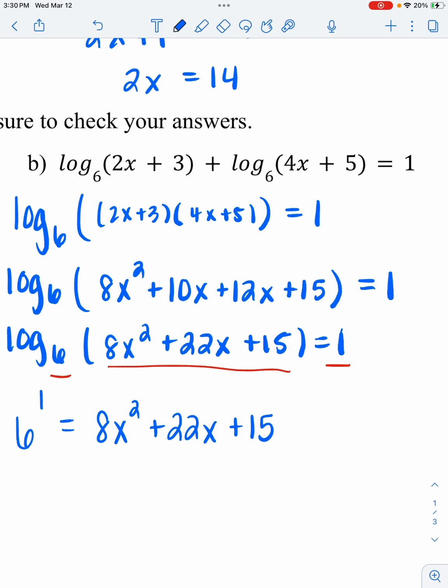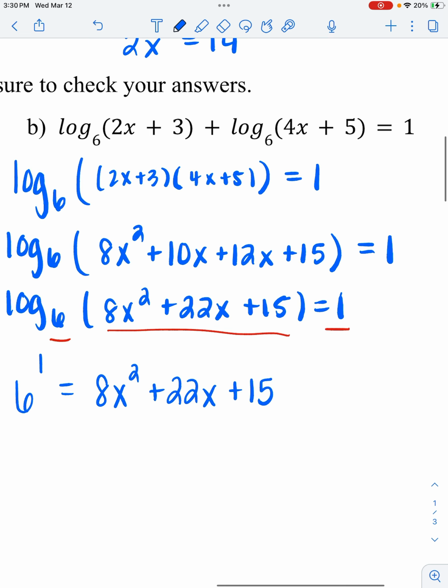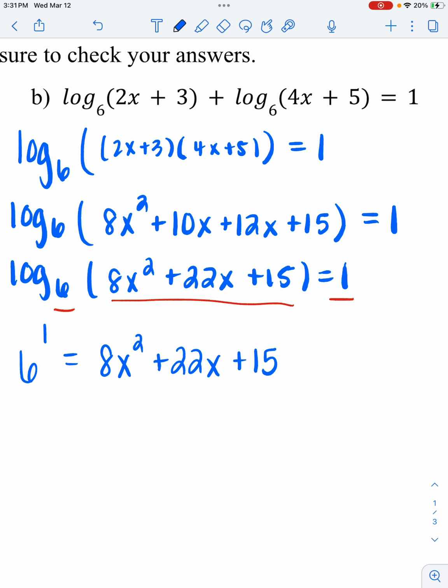How do I solve this? This is a quadratic. What do all quadratics need to be equal to before you can start? 0. So I have to subtract my 6 over. I get 8x squared plus 22x plus 9. How do I solve this? Best way to do it?